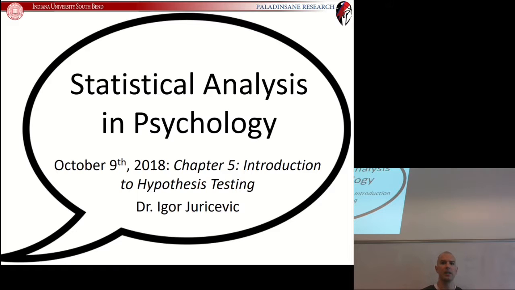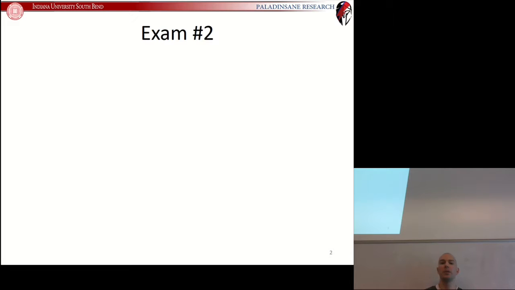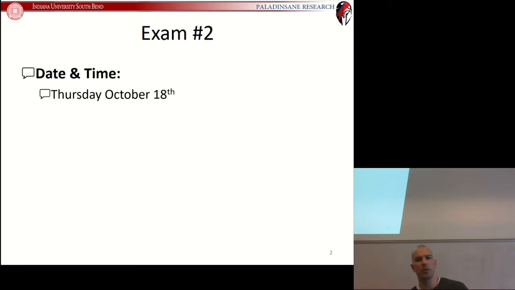But before we get to that, just a reminder that we do have exam number 2 coming up in just over a week's time. It's going to be on Thursday, October 18th. It's going to cover chapters 4 and 5. So it's going to cover the unit normal distribution table, unit normal distribution curve, and probabilities. It's going to cover starting with a raw score and getting a percent, starting with a percent, getting a raw score, and also hypothesis tests from chapter 5.